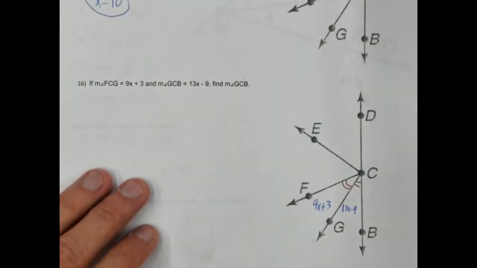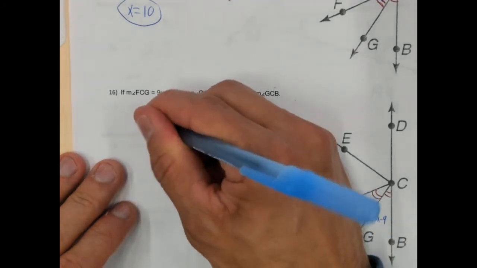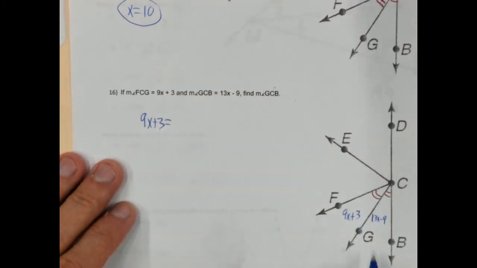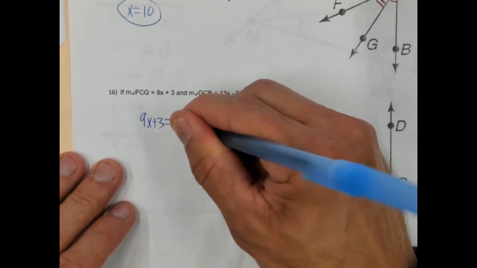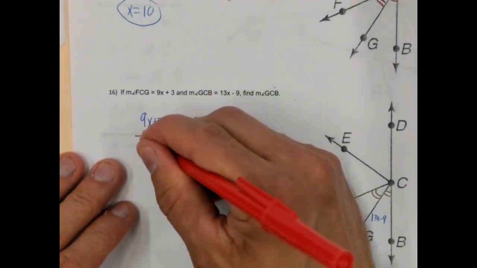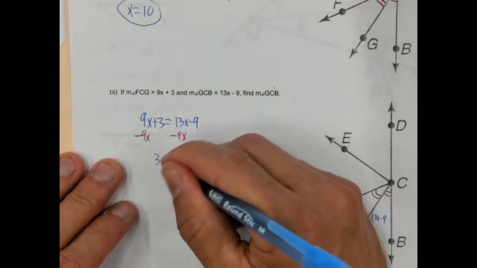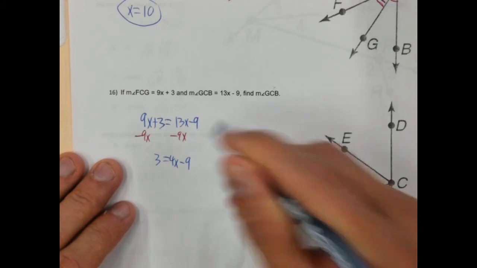Okay. So down here, we're going to solve this the exact same way. We're going to set them equal to each other because we know this bisects the larger angle. So we're just going to solve this algebraically. So we're going to say 9x plus 3 is equal to 13x minus 9. And we're going to solve for x. So let's get the x's on the same side. We're going to subtract 9x from both sides. And that's going to be 3 equals 4x minus 9.